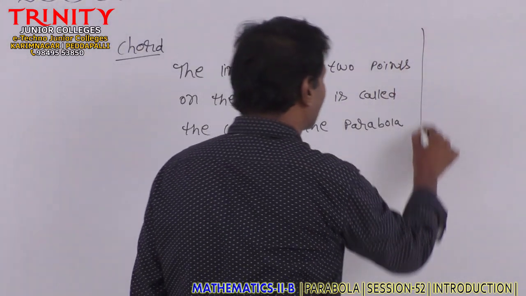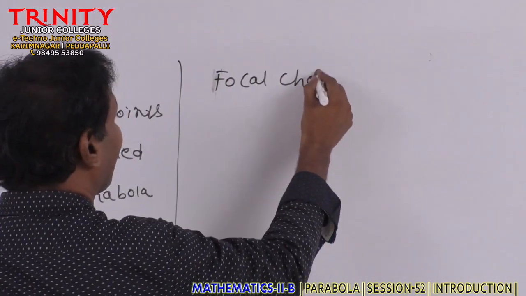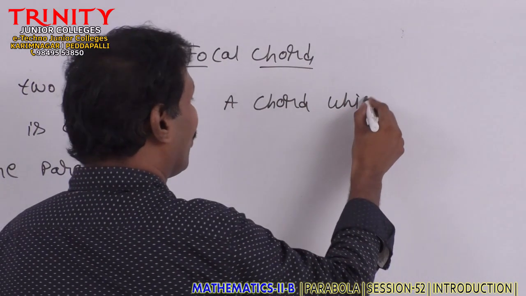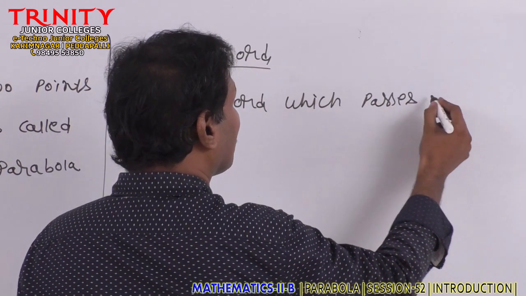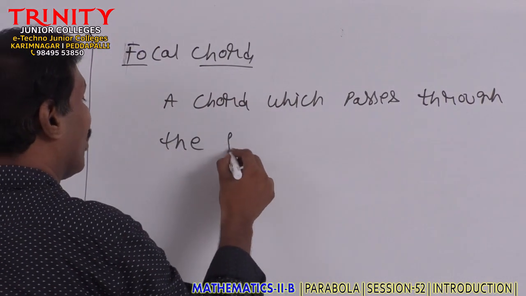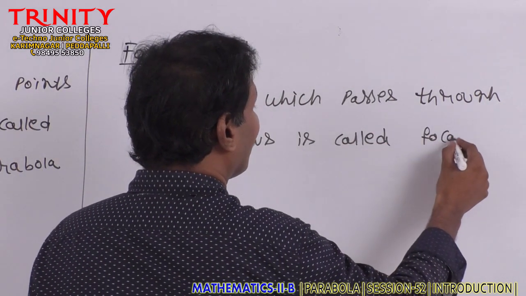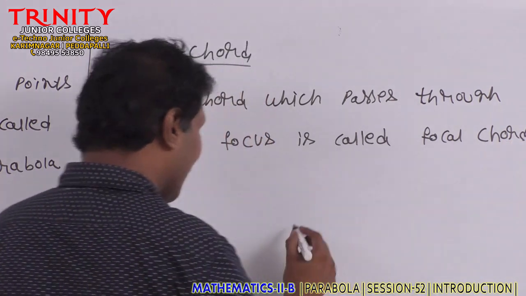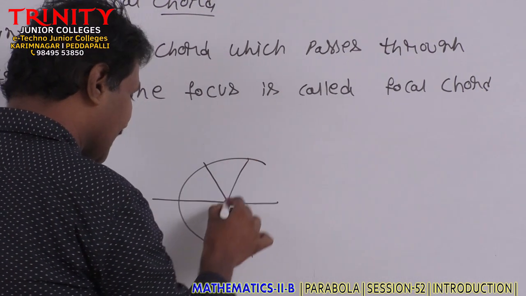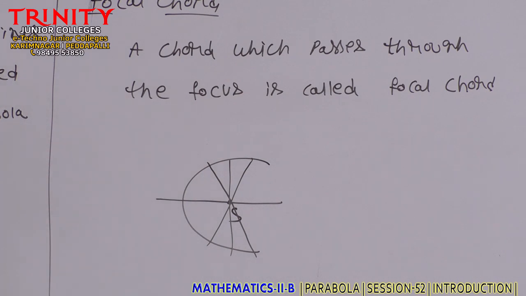Next definition, focal chord. A chord which passes through the focus is called a focal chord. That means any chord which passes through the focus is a focal chord.